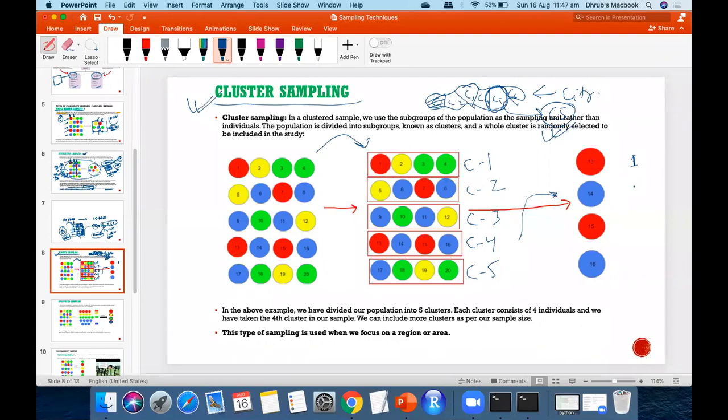Dhruv, I have one question. While grouping the clusters, will there be any possibility of biasing there as well? Like I may cluster it based on green, green, green, or blue, or red.